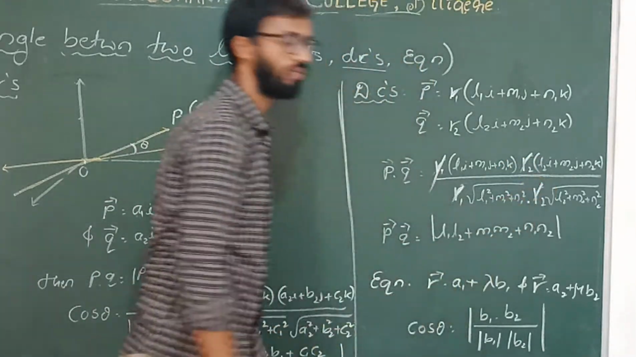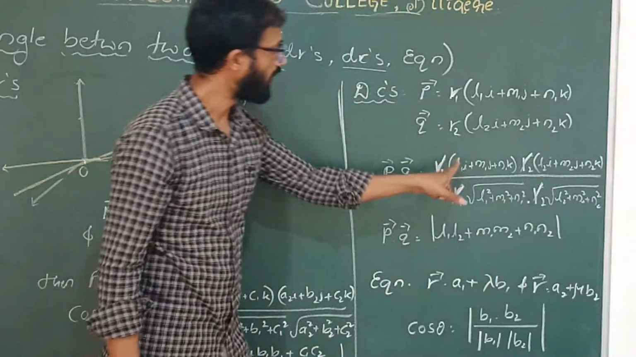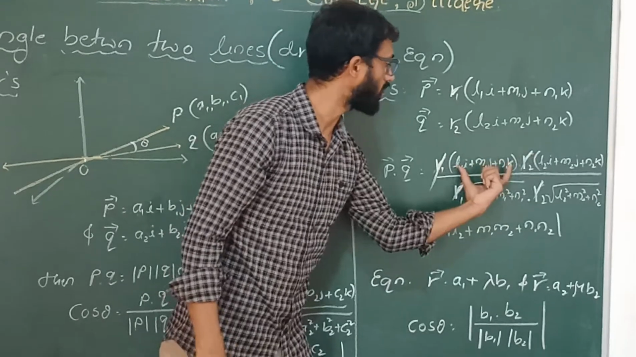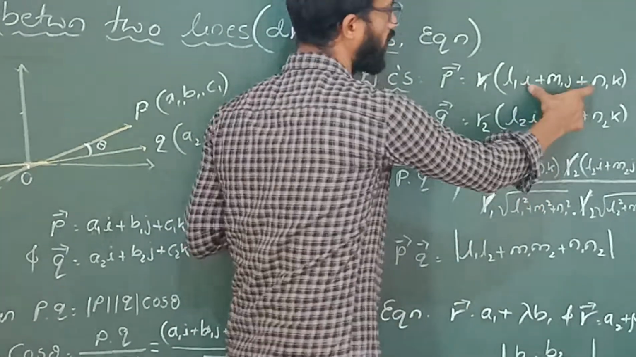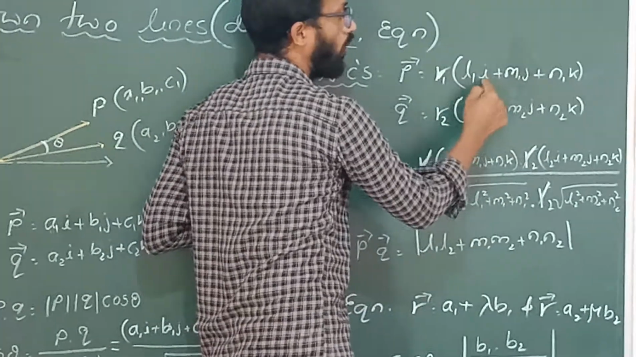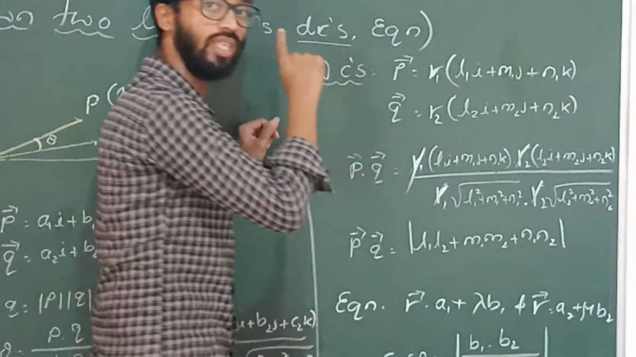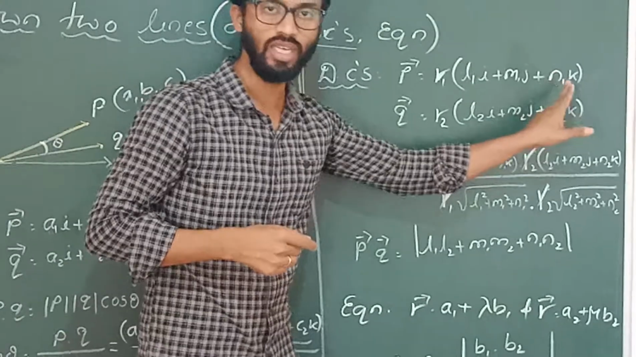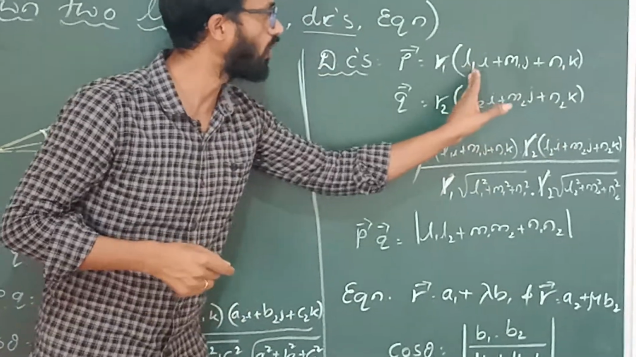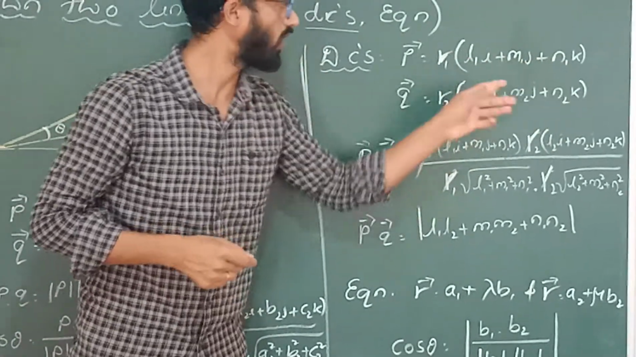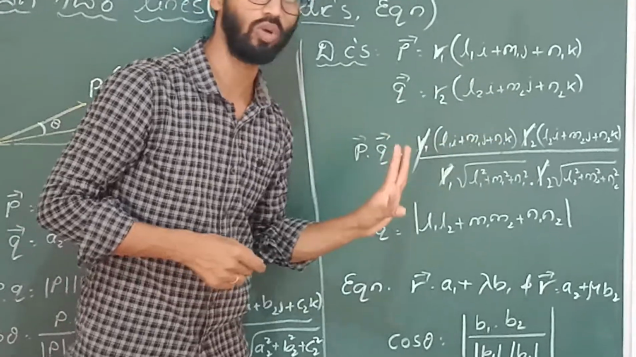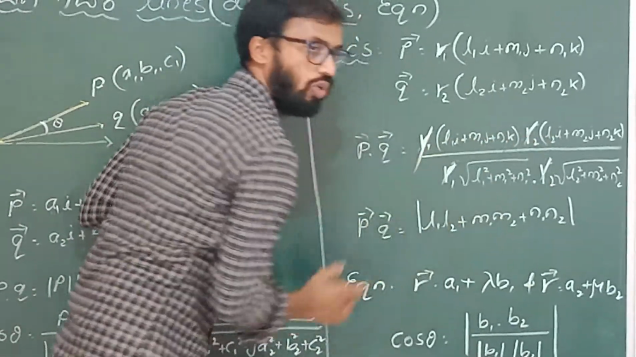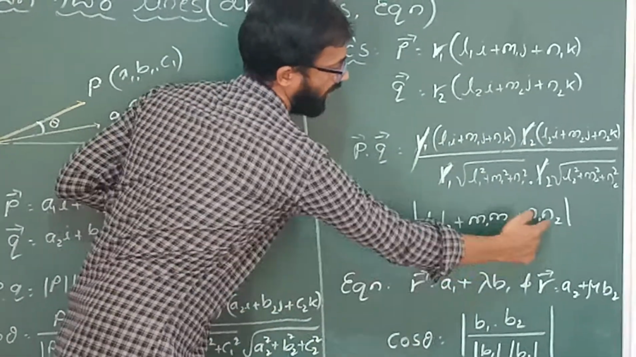See here, the dot product of these both vectors I have written here. This vector is in terms of direction cosines, meaning L1 i plus M1 j plus N1 k. There it was A1 i plus B1 j plus C1 k, correct? Here it is L1 i plus M1 j plus N1 k. Okay, so I'm doing the dot product of these both now. When I do the dot product of these both, I will be getting the same as usual.